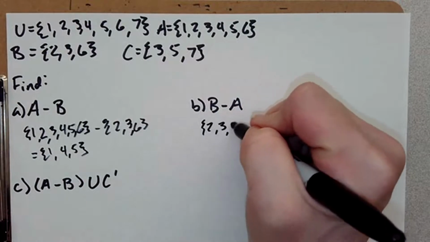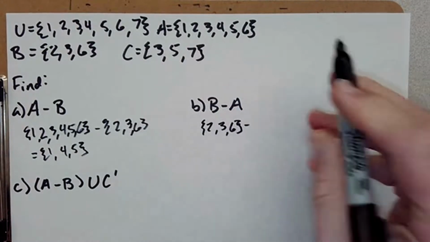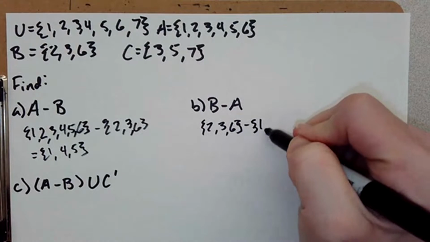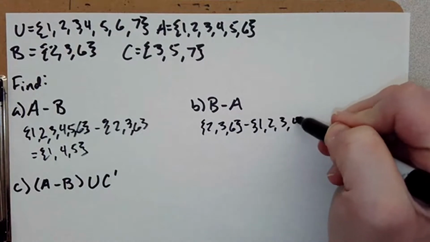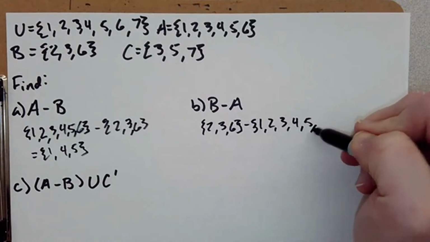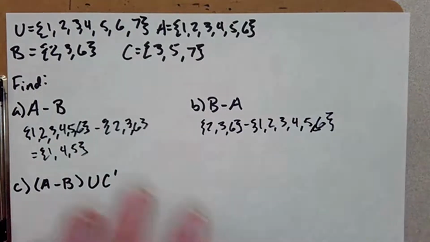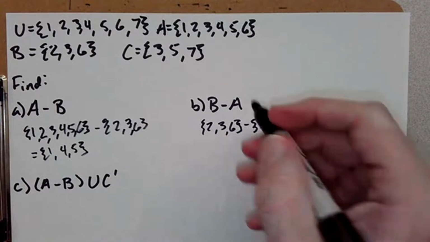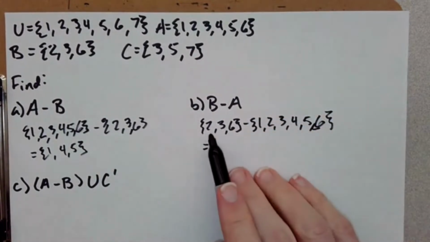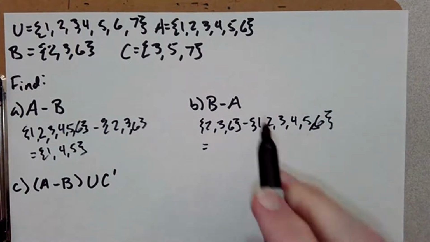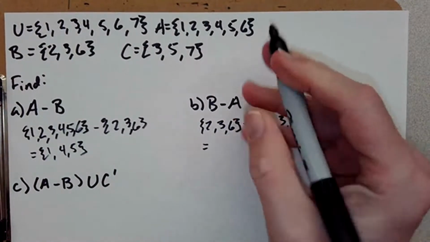Now we've got B minus A, and that's going the other way around. 2, 3, 6 minus 1, 2, 3, 4, 5, 6. We can't pull out stuff that's not in B, so we're just looking to remove the stuff from B that is in A. Well, that's everything. 2, 3, and 6 are all in A, so this becomes the empty set.